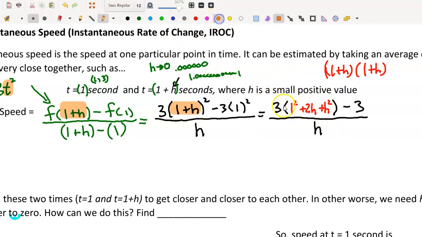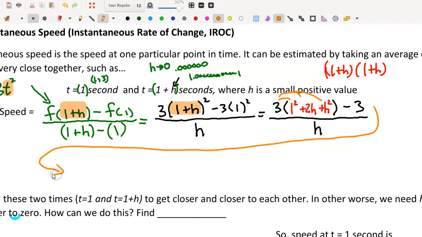And now we can distribute. Now you can distribute that 3 to each one of these, right? So I'm going to roll back over here and continue. So we'll have 3 times 1 squared is 3, plus 3 times 2h, 6h, plus 3 times h squared, 3h squared. And then we've got the minus 3 here on the back end hanging out. Still all over h.